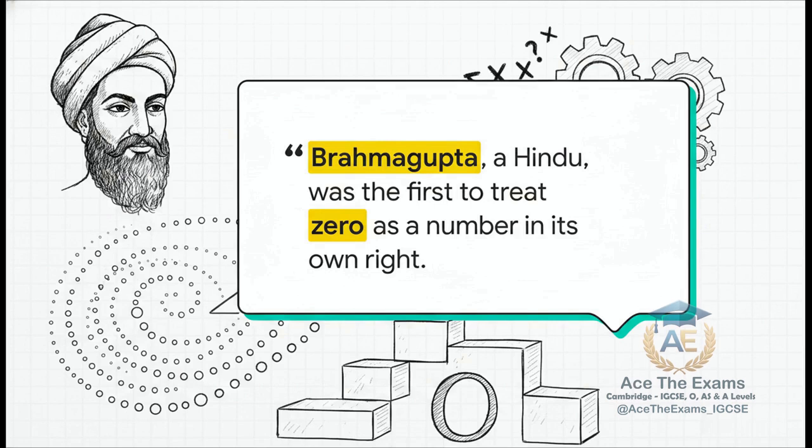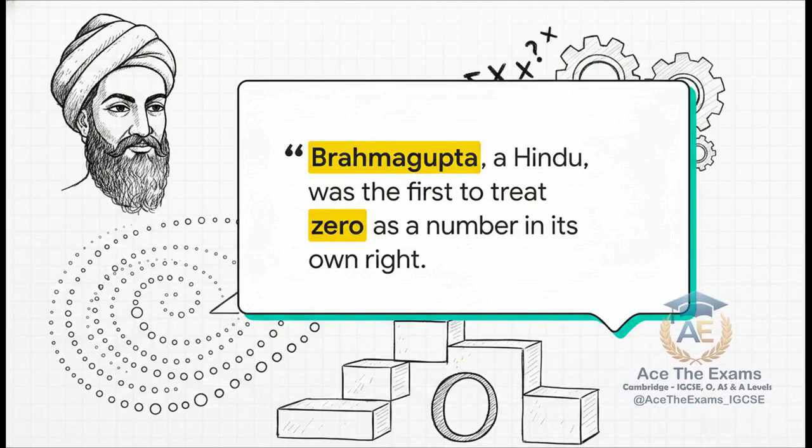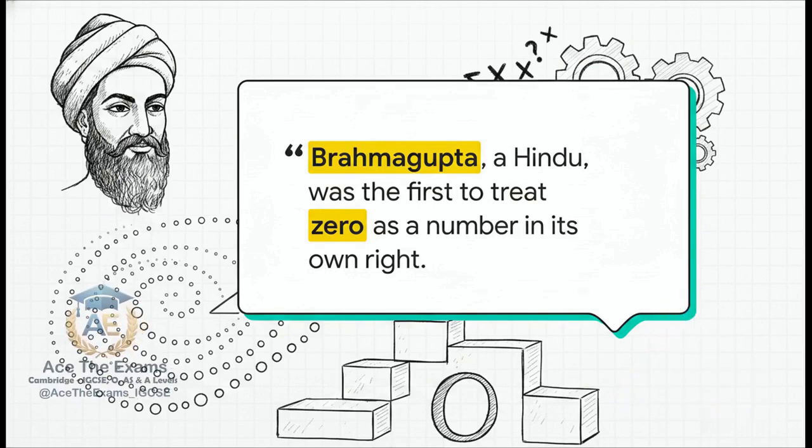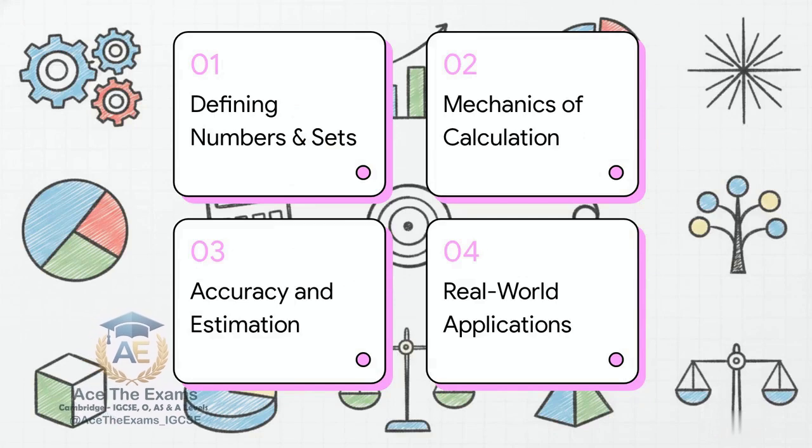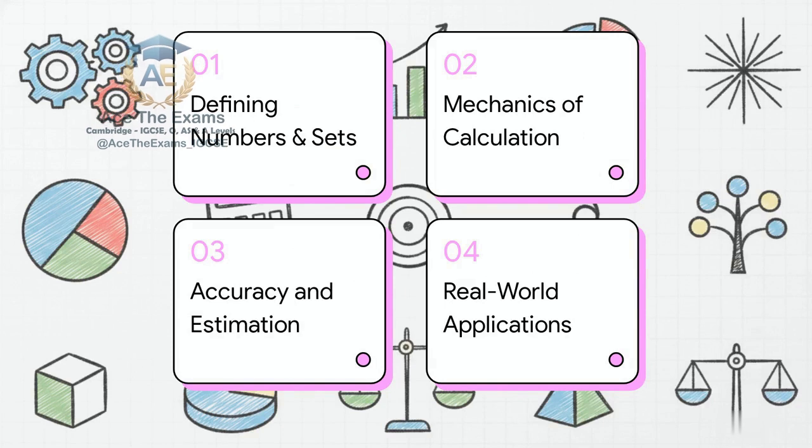This singular breakthrough paved the way for the development of the decimal system. Without zero, the decimal system completely collapses. And without the decimal system, the entire modern mathematical syllabus we're about to decode simply wouldn't exist. It is the absolute foundation of your IGCSE number module. To make this vast syllabus manageable, we've organized it into 5 structured themes. We've just covered the ancient origins. Next, we'll hit defining numbers and sets, then the mechanics of calculation, accuracy and estimation, and finally, real-world applications.